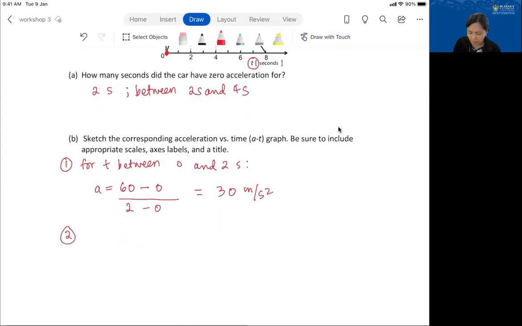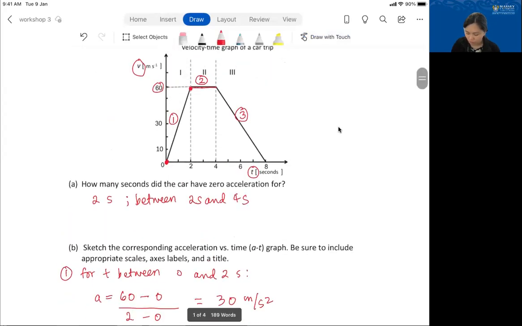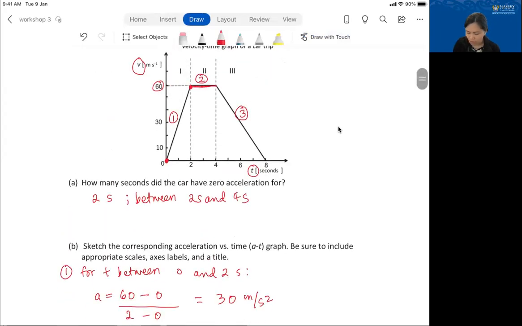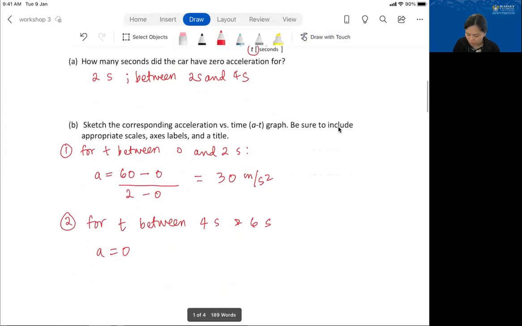For the second segment, we already answered that in the first question. The acceleration is 0, right? Because the velocity is constant between 2 and 4 seconds. So between 2 and 4 seconds, the acceleration is 0.